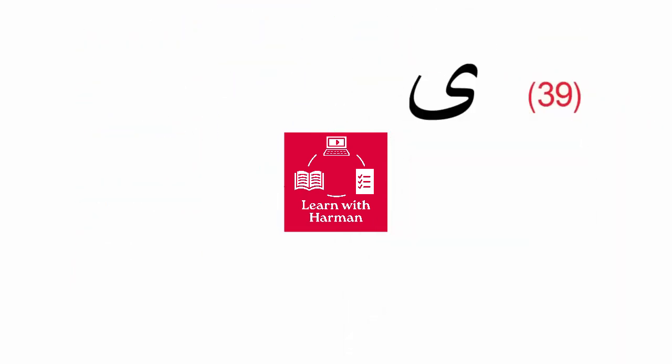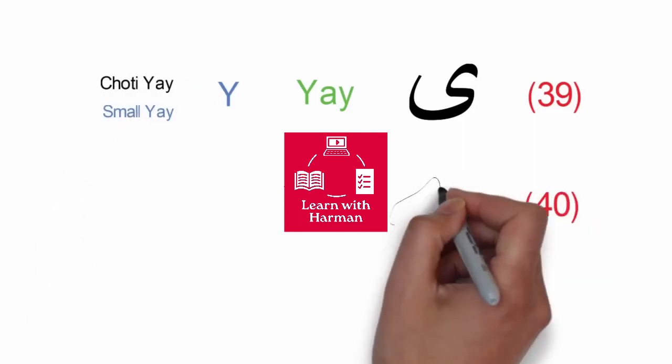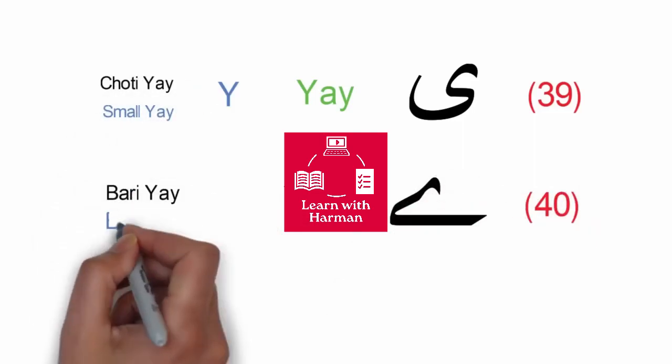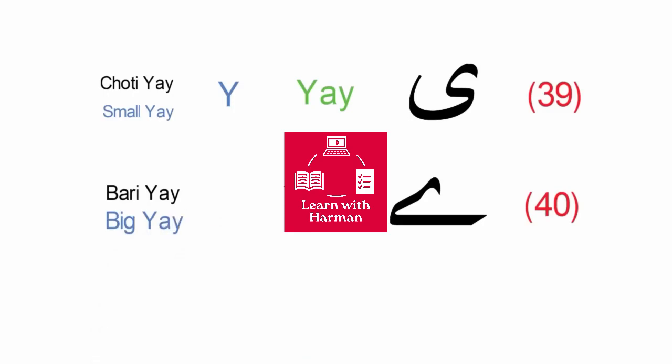Ye. This is choti ye. It means small ye. And the second one is badi ye, big ye. Ye, the sound of Y.